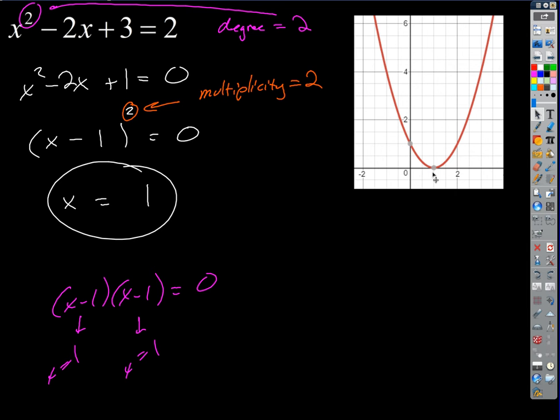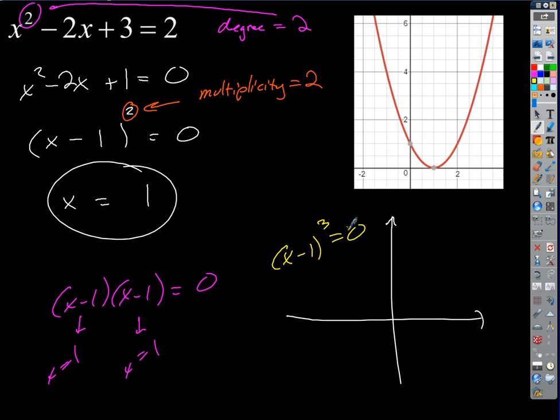But what if I had something like, for example, what if I were to graph the function that in factored form was x minus 1 cubed equals 0? What do you think it's going to do at 1? Okay, it's probably not going to cut straight through like a line, but it's also not going to bounce like a parabola. What does a cubic function look like? We haven't looked at our toolkit of functions in a long time. We'll do that soon. But it's the one that comes down like this, right? It's going to come down, and it's going to be parallel to the x-axis where it crosses, right?